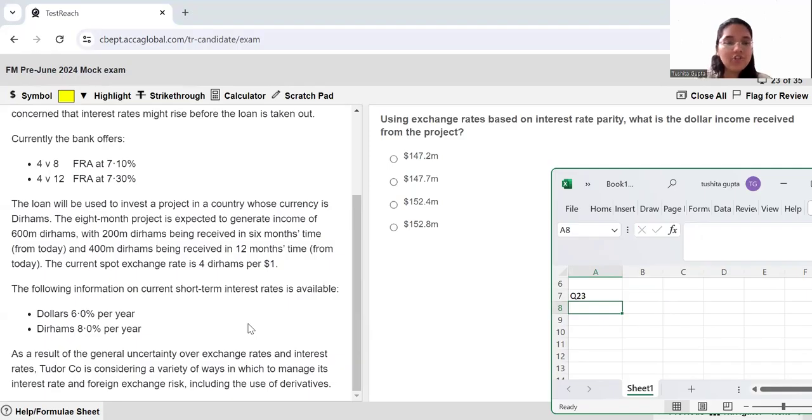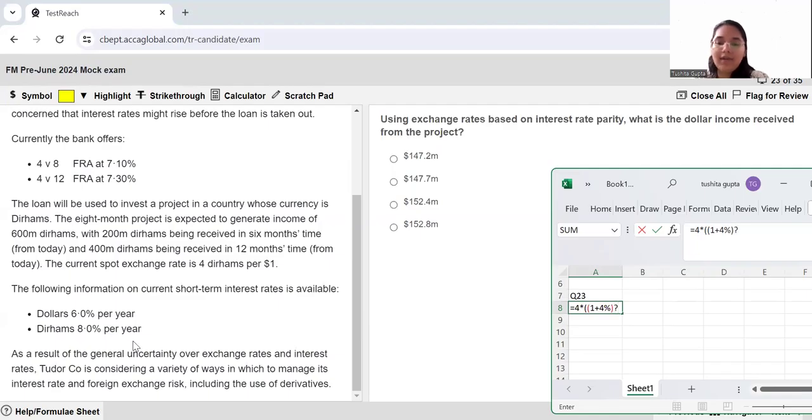The exchange rate is supposed to be the spot rate, which is 4 multiplied by 1 plus the inflation in the counter currency. Counter currency is dirhams, so 1 plus 8%. Here we are looking at per year interest rates, and the income we are going to be receiving is in 6 months and 12 months. So I need both a 6-month rate and a 12-month rate. To first calculate the 6-month rate, I need to divide all of these interest rates by 2. So 8% divided by 2 gives you 4%.